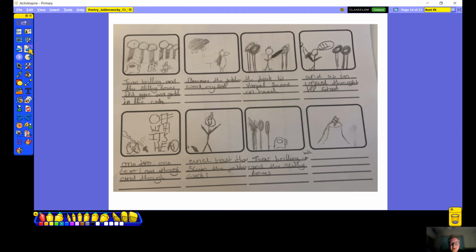So I'm just going to show you a selection of the work that was done by our class, and the defining success here is where the storyboard has a combination of pictures and writing that tells your story, your interpretation of the poem. That doesn't mean you can't use some of the words from the poem. That would be absolutely fine, but you're trying to create something unique for yourself. So here's one example.